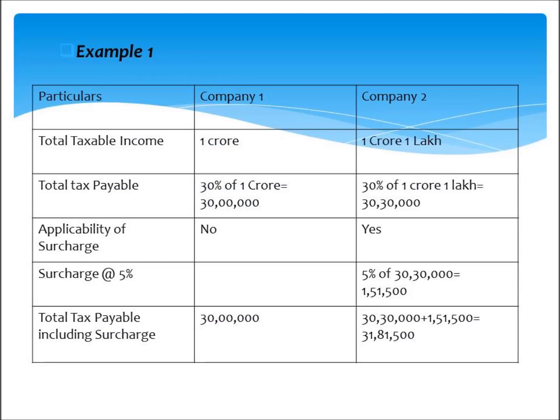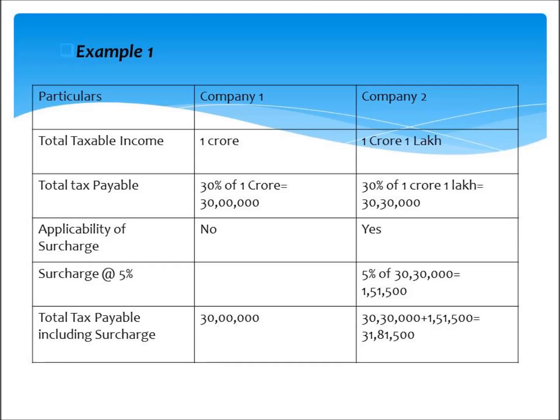Let us take an example on the concept of marginal relief to understand it in a much better way. In this example, there are two companies, Company 1 and Company 2. Company 1 is earning an annual income of 1 crore and Company 2 has income of 1 crore 1 lakh. So, the total tax payable by Company 1 is 30% of 1 crore, that is 30 lakhs, and the total tax payable by Company 2 is 30% of 1 crore 1 lakh, that is 30 lakhs 30,000.